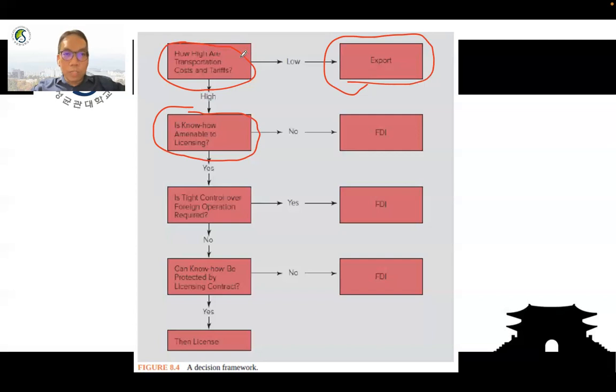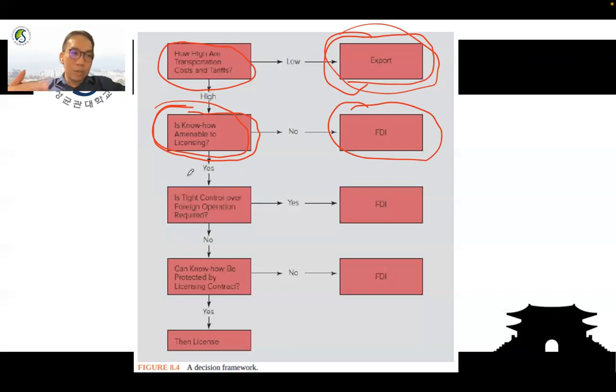So if transportation cost is low enough, then you could consider exporting rather than foreign direct investment. But if it's high, then you continue with the next question. Is know-how amenable to licensing? If it's not amenable, then it's better to go for FDI. But if it's amenable, meaning you could compromise on it, then you could continue with the next question.